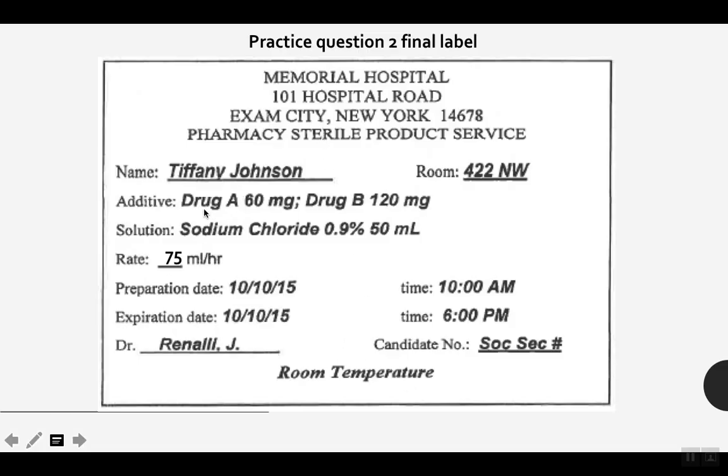Label, pretty straightforward. Like I mentioned, the drug name, the dose with the unit. Please don't forget that. Then the rate in mLs per hour and the expiration time.